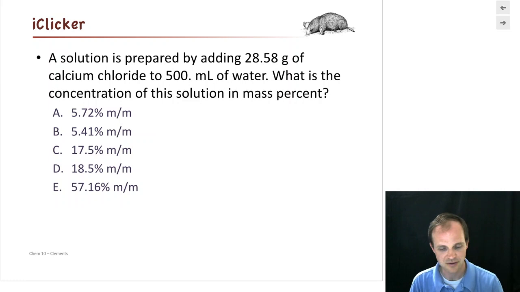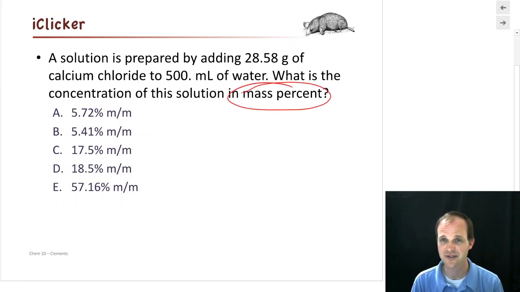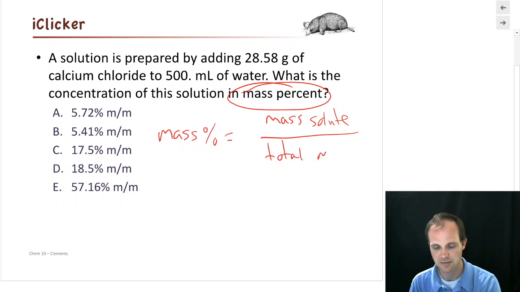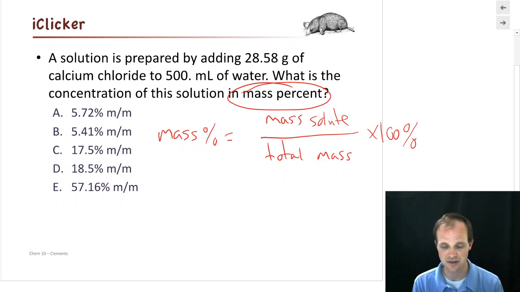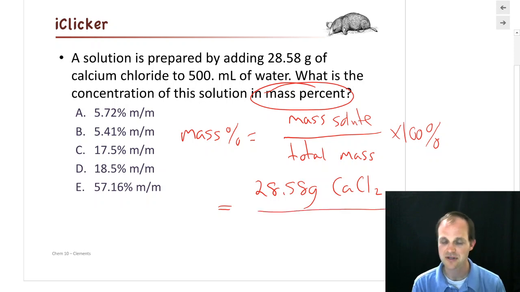Alrighty. What do I want to do? First thing, when you figure out what it is you want, if there's a definition that goes with it, write that definition down. We know that mass percent is the mass of my solute over the total mass. So I better have a mass of solute and a total mass in order to do this. Mass of solute is easy. I got myself 28.58 grams of calcium chloride. How about my total mass?